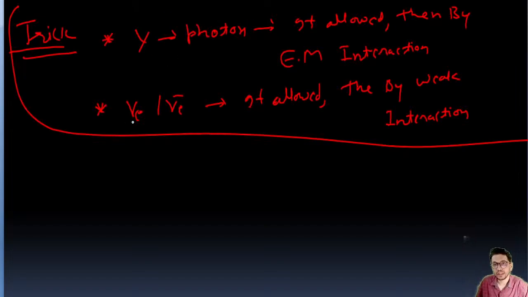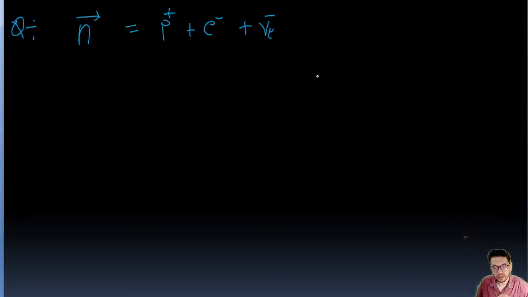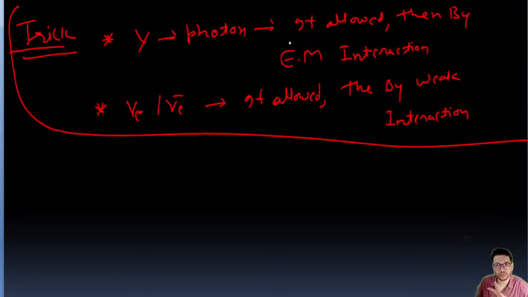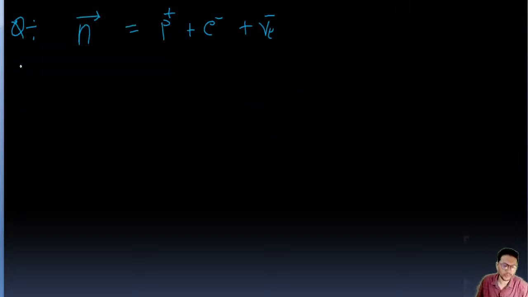The trick is: if mu e or mu e bar, the neutrino, is given and the reaction is allowed, then it is by weak interaction. So this is by weak interaction. But now I'm going to solve it with the proper method. The trick is very important. You need to note it down, because if you know the trick, you can easily solve questions quickly in the examination. Okay, I'm going to solve it.